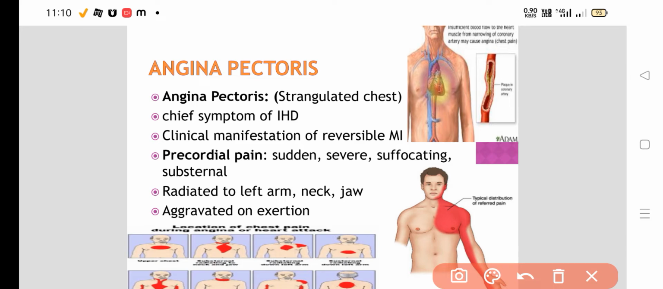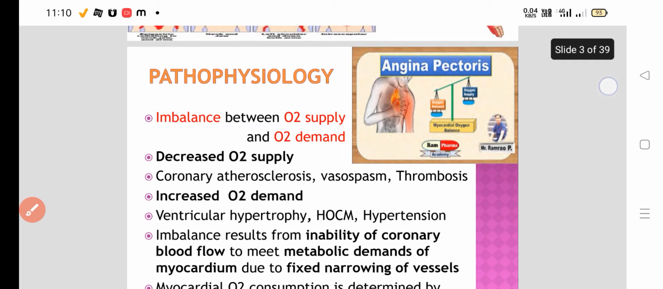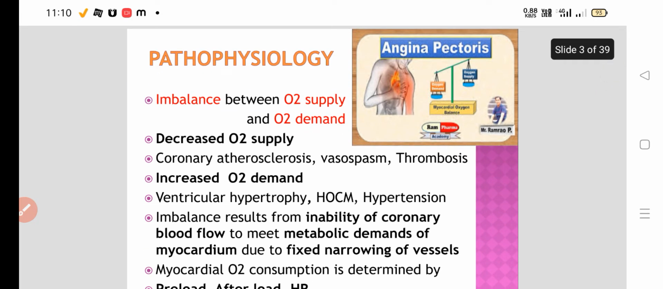And as you can see in this picture, it is radiated to the left arm, jaw region, and neck region. This red area is where there is referred pain. There is a typical distribution of the referred pain in the left arm, neck region, and jaw region. This pain is aggravated on exertion, and it is relieved by rest or by taking a nitroglycerin tablet.